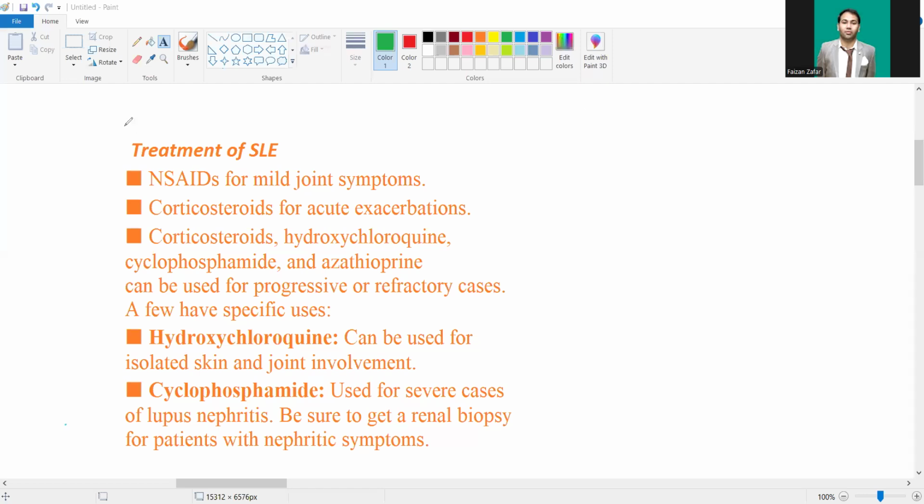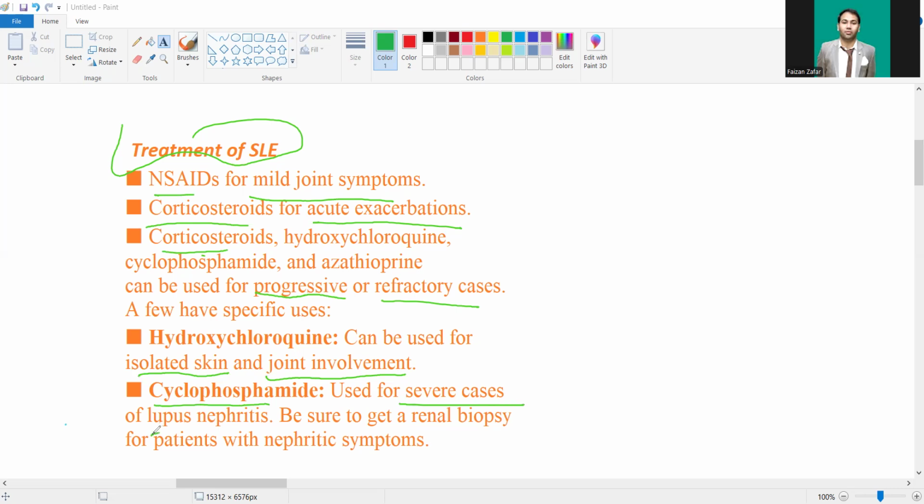This is the treatment of SLE. For mild joint symptoms, we give NSAIDs. For acute exacerbation, we use corticosteroids. Hydroxychloroquine, an anti-malarial drug, cyclophosphamide, and isotretinoin can be used for progressive or refractory cases. Hydroxychloroquine can be used for isolated skin and joint involvement in systemic lupus erythematosus. Cyclophosphamide is used for severe cases of lupus nephritis.